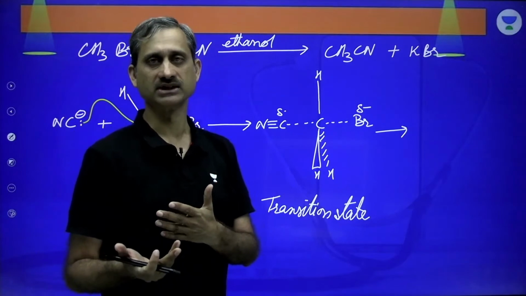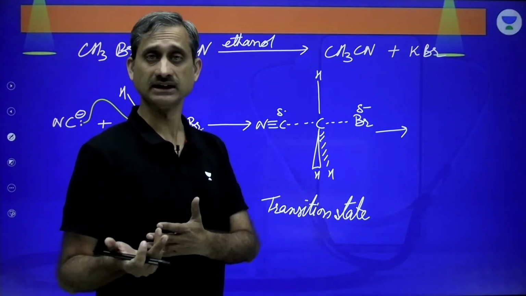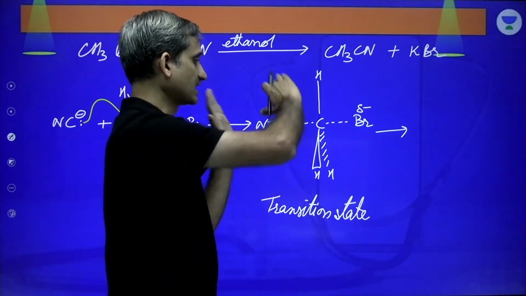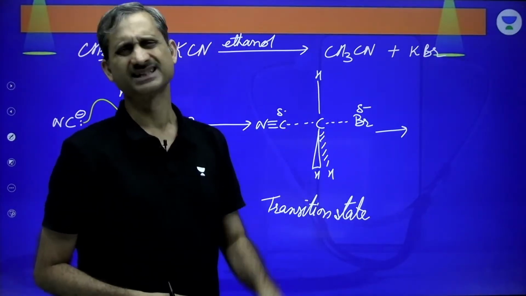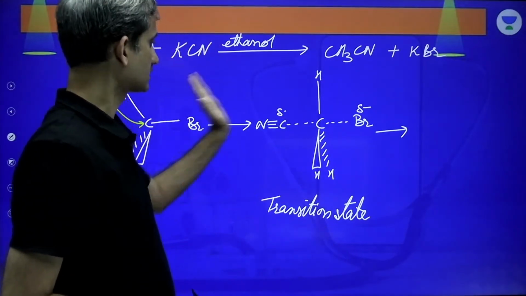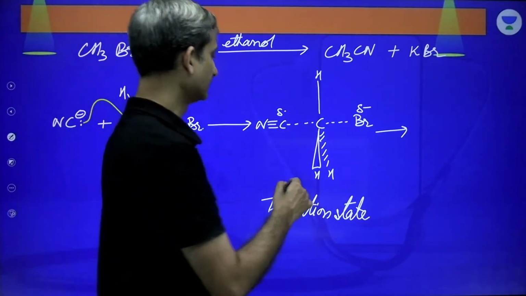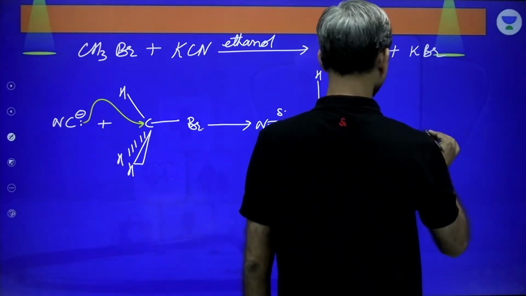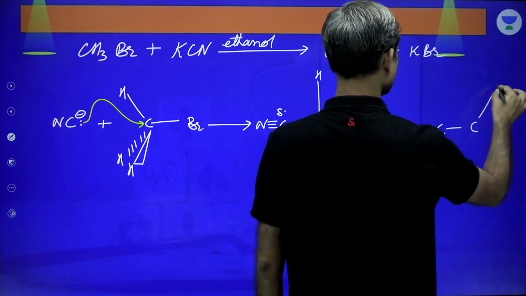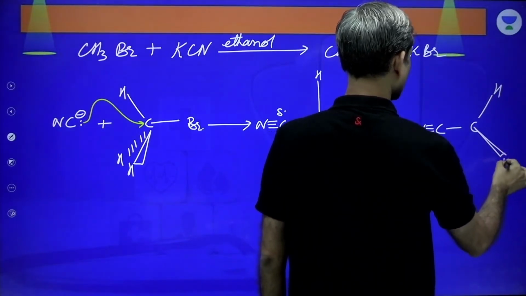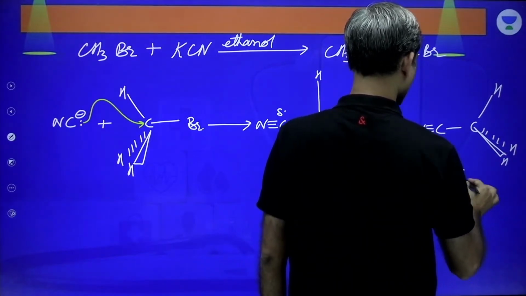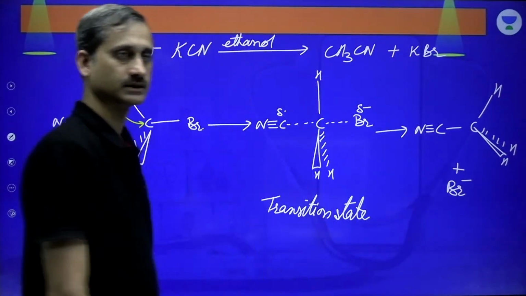Carbon does not have the valency of 5, carbon does not exceed the valency. So here it is going to be penta-coordinated, that is, carbon has 5 species surrounding it. It is a very difficult arrangement. This is the highest energy state. This is going to be formed, and then finally we are going to get N, C, and here carbon, hydrogen, hydrogen, hydrogen, and bromine has been ejected out.